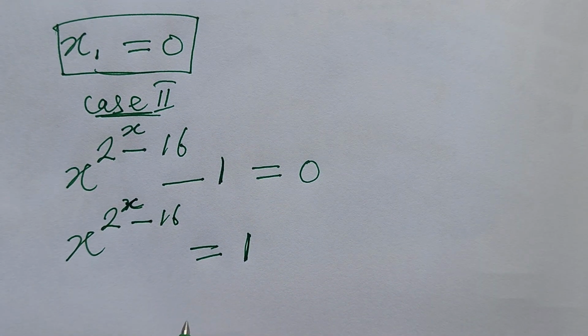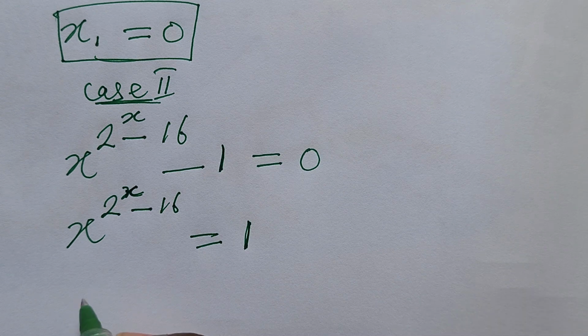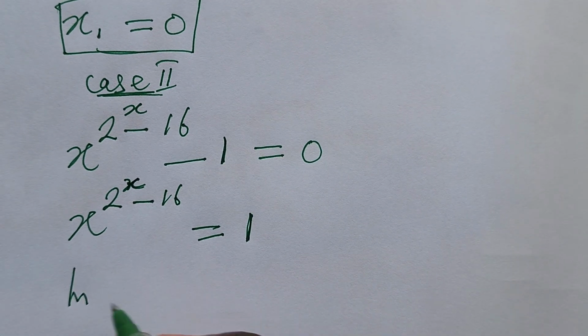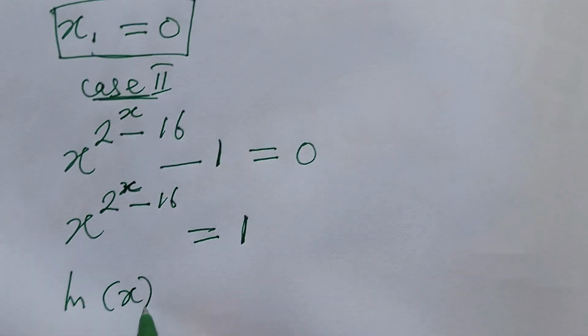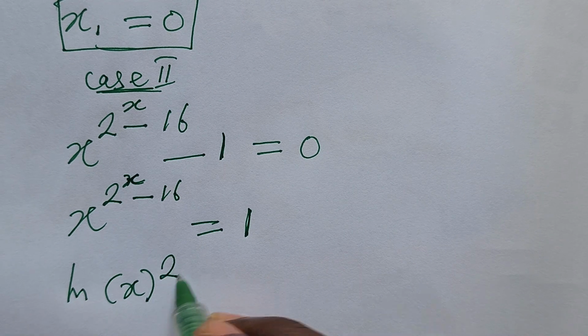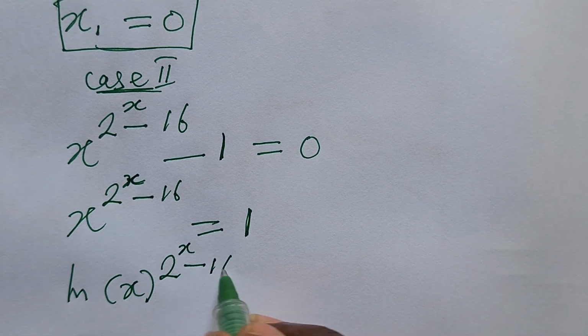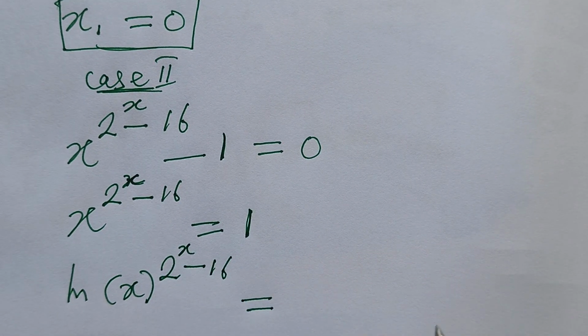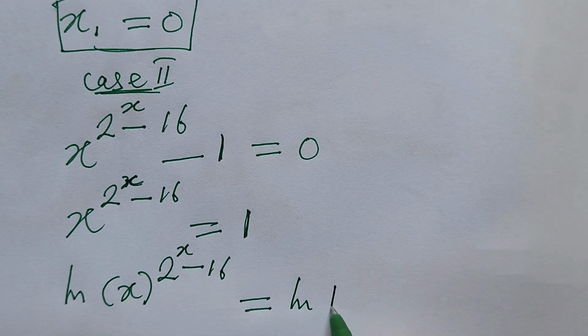If I take ln of both sides of the equation, this is going to give us ln of x to the power of 2 to the power of x minus 16, equal to ln of 1.